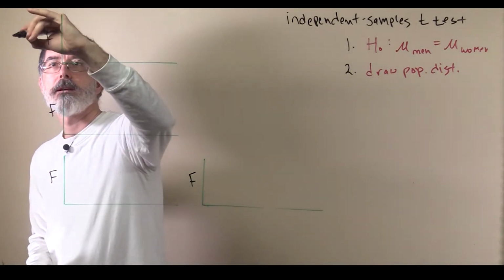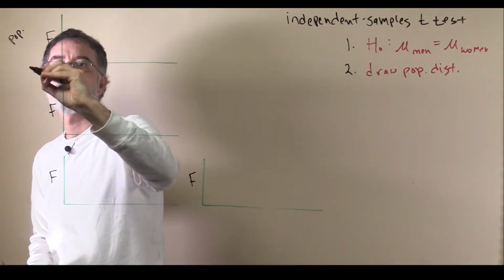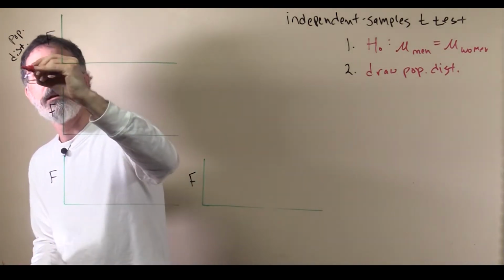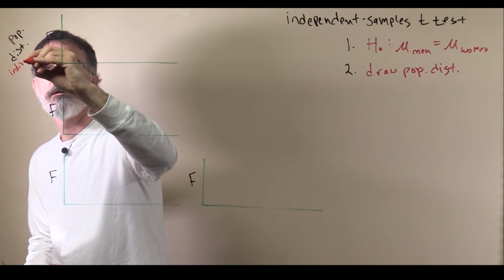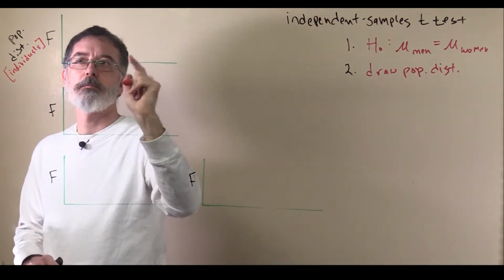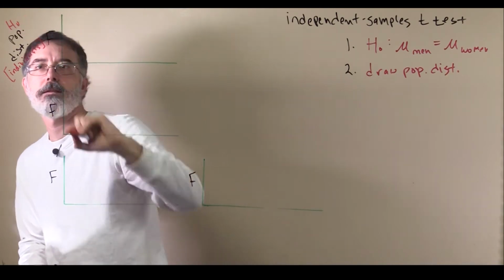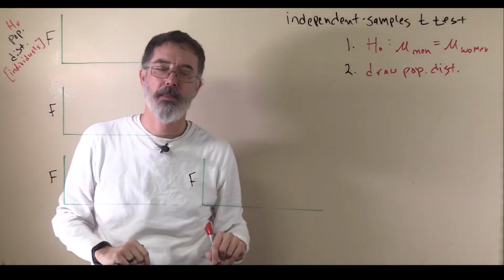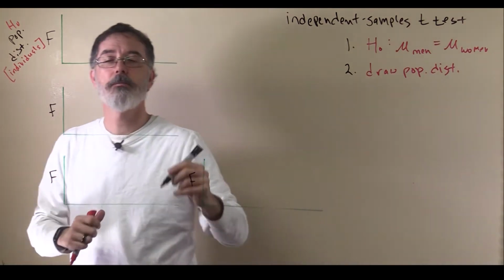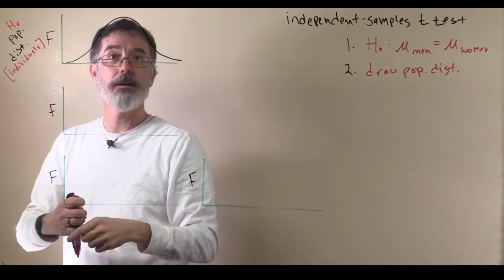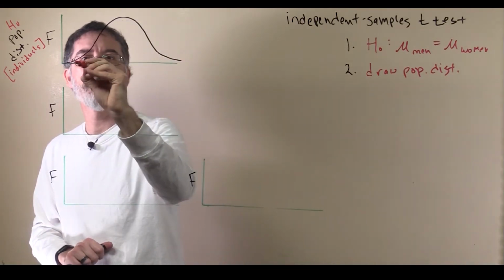And this is the population distribution. These are individuals up here, individual men and women, at the population level. Remember, this is if the null hypothesis is true. So this is the null hypothesis population distribution of individuals. There's actually two distributions up here now. They're both normally distributed. One is men, and the other one is women.